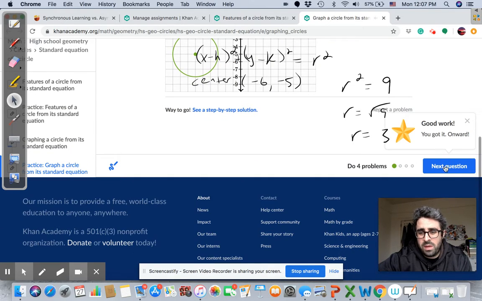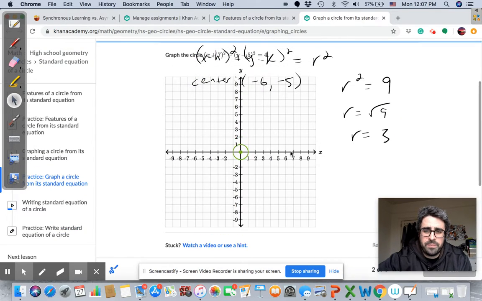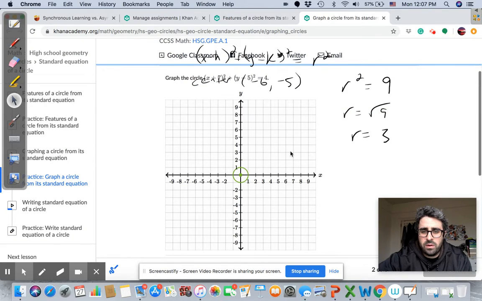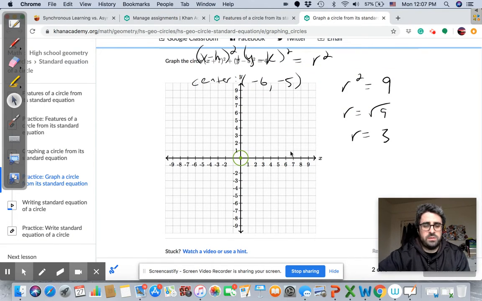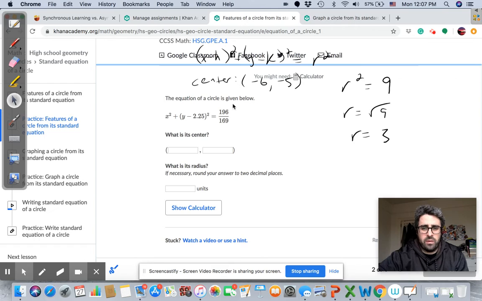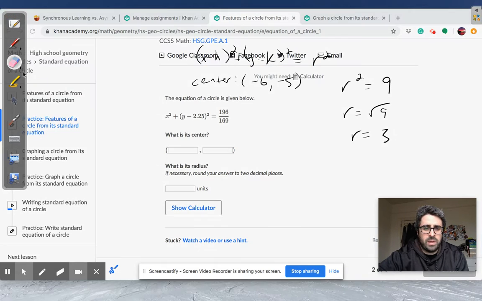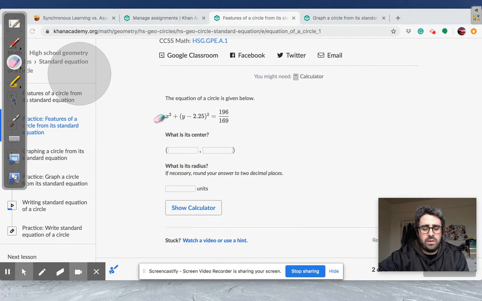Let's see if maybe there's one other one. No, they're all basically the same. But just be careful, again, like I was saying before, if you have some type of equation where there are no parentheses here, that indicates that the center coordinate for either the x or the y, in this case for the x, is 0. So just be careful with that.